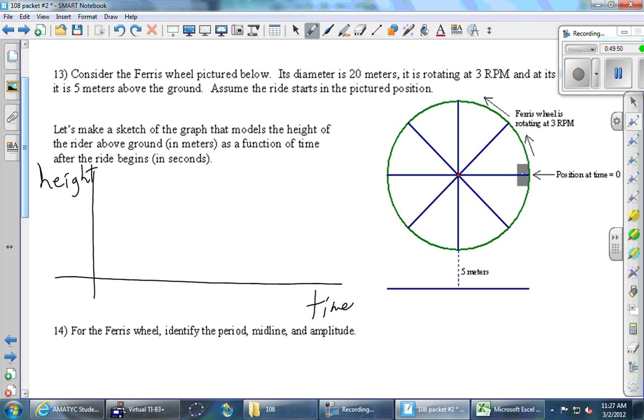The diameter was 20. So I guess that means that this part right here is 10, and then a different 10 up there at the top. And it was 5 meters off the ground, the whole wheel. So initially, how high is the rider? It's at 15. So we'll go ahead and put a 15 right there, and that's where we start.